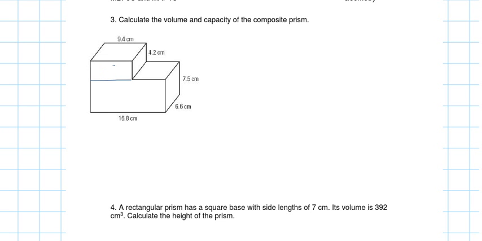So I have the bottom, shape number 1. And the volume of shape number 1 is length times width times height. So that's going to be 16.8 times 6.6 times 7.5. And make sure that when you are doing this, all your units are the same. Otherwise, your answer is not going to be correct.